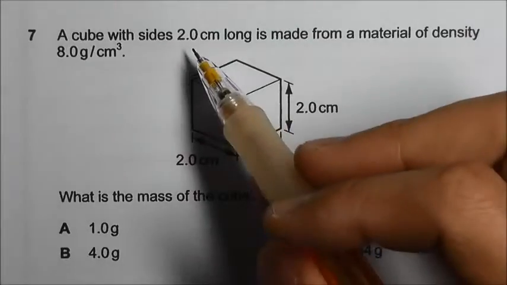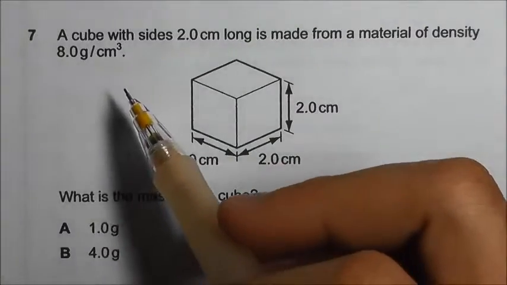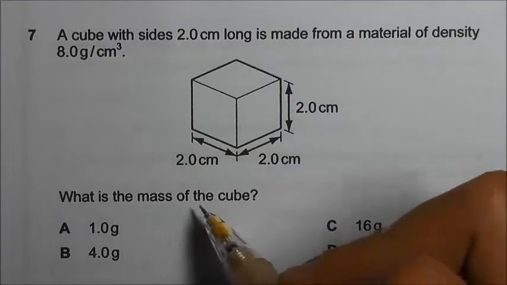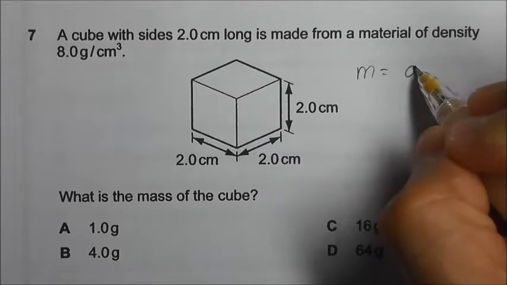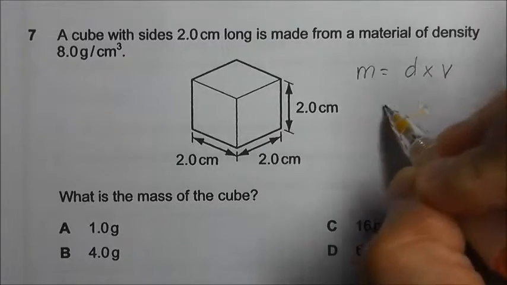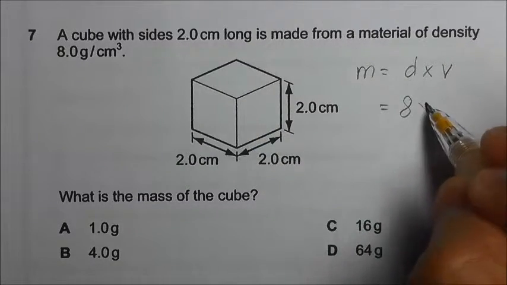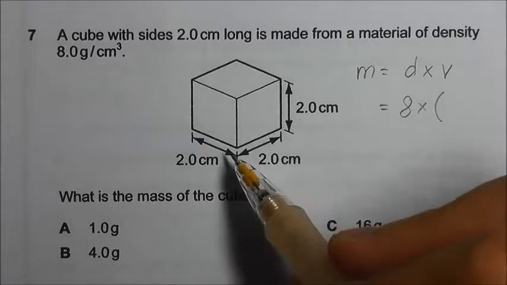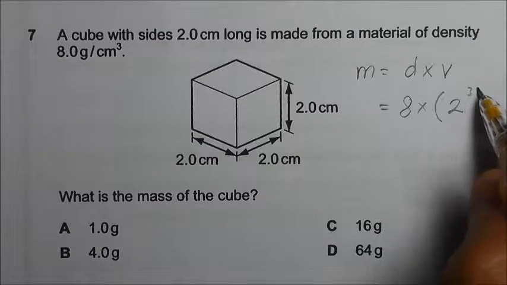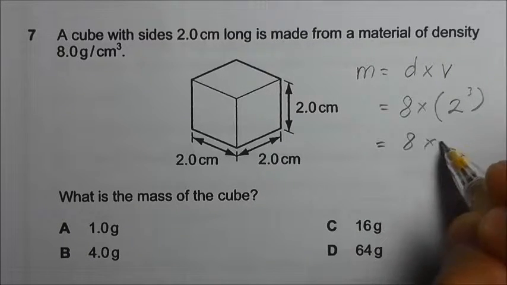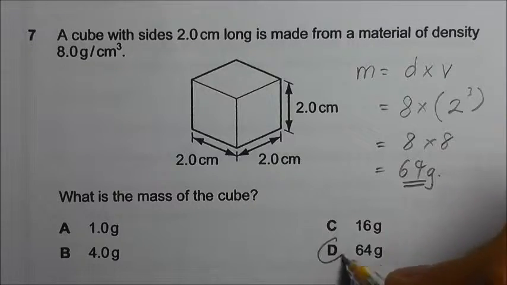Okay, we have a cube with size of 2 cm and the density is 8 gram per cm cube. So if you want to find the mass, we can just use the formula. The mass is equal to the density multiplied by the volume. So we have the density as 8 gram per cm cube multiplied by the volume. Volume of a cuboid will be length times breadth times height. So we will have 2 cube. That will be 8 times 8, 64 gram. Answer D.